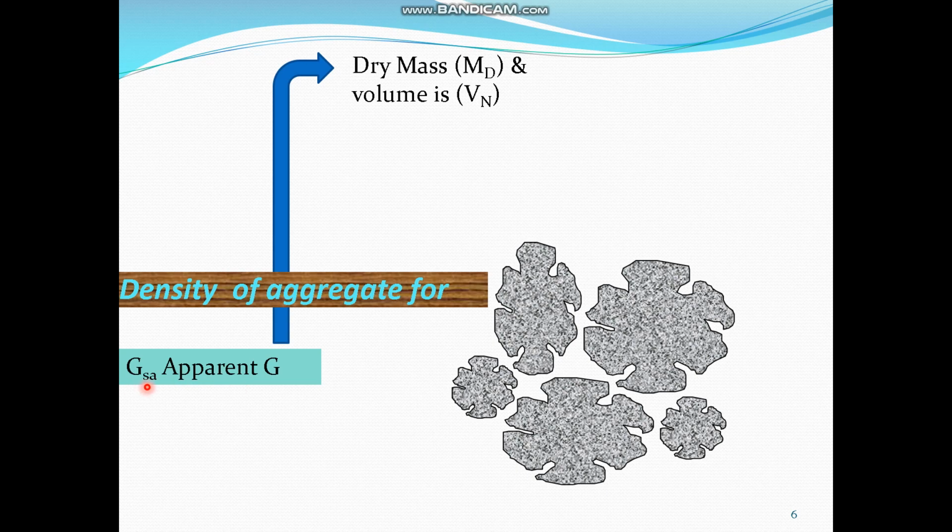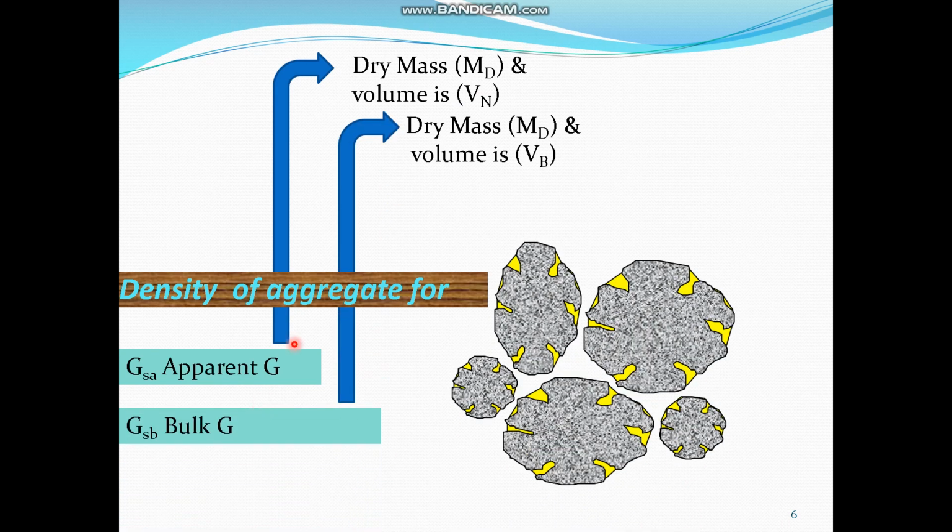In apparent specific gravity, we take the dry weight of the aggregate and divide it by the volume of the aggregate without the voids. The voids within the aggregate could be filled with water, or they could not be. They could be permeable or impermeable. So not considering these voids, the volume of the aggregate is the net volume, and that is how we calculate apparent specific gravity.